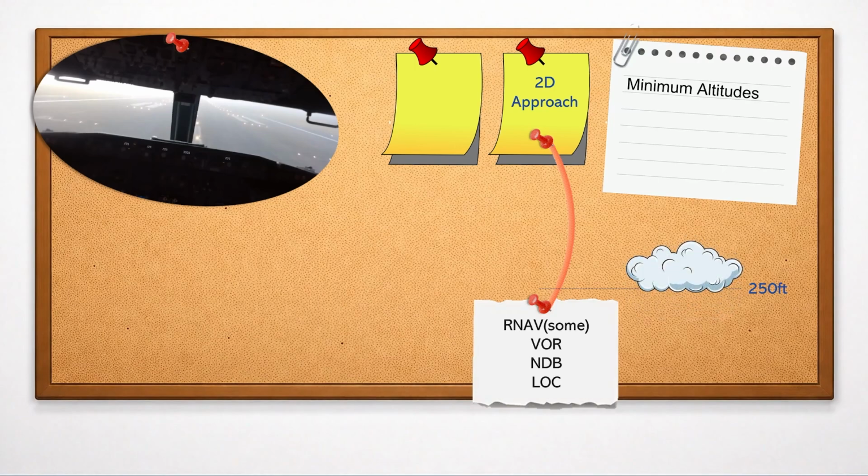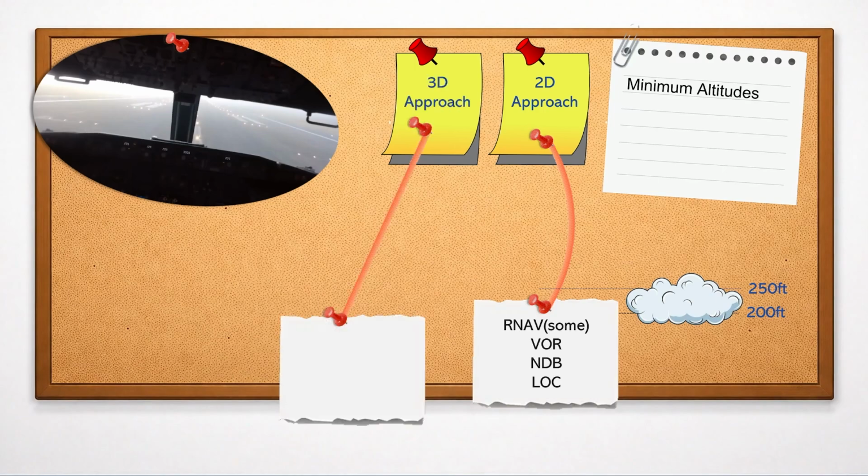So, for example, a VOR approach with a minimum of 250 feet is not allowed to be executed if the clouds, for example, are at 200 feet. Then you have a 3D approach, which is an ILS. And yes, a few others as well, but we're not bothered by those here, where you can go as low as 200 feet and is not relying on the base of the clouds to be above or even the visibility.